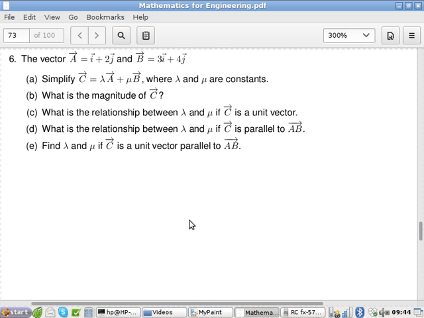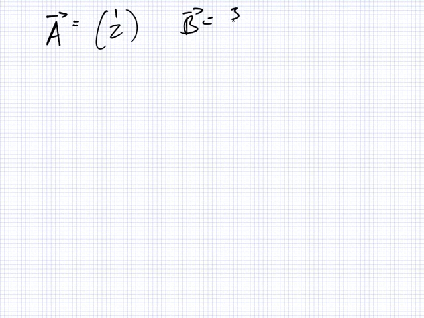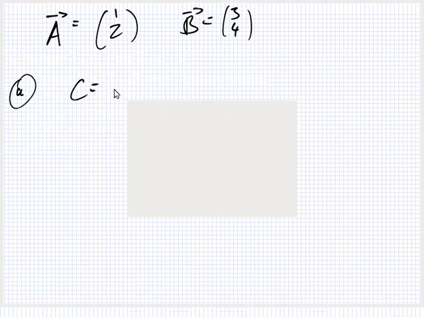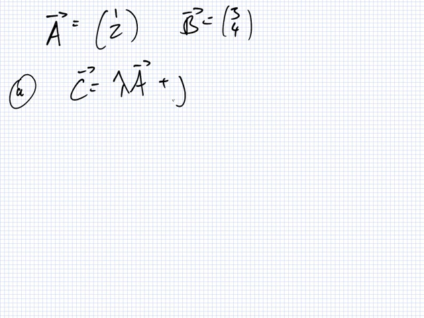The vector A equals (1, 2), and B equals (3, 4), and C equals lambda A plus mu B.